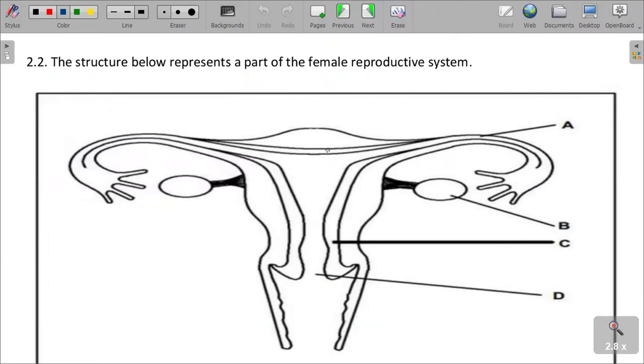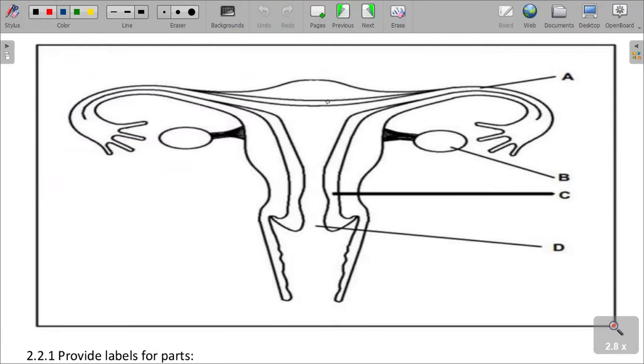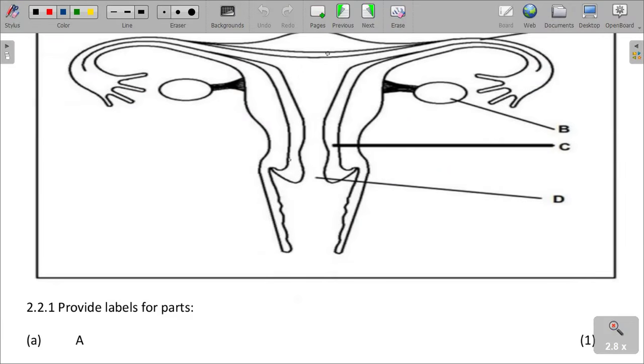It is the structure representing part of the female reproductive system. These are also bonus marks, which we must make sure we don't miss as we go to exams. There is no way we can go to the exam and people don't know the reproductive systems, whether male or female. So let's just go to the question.